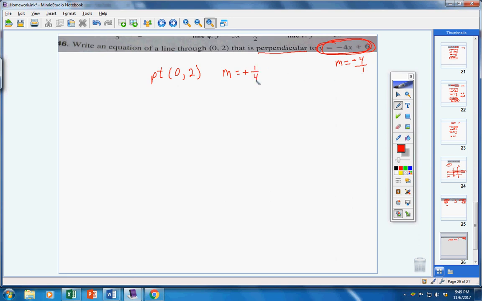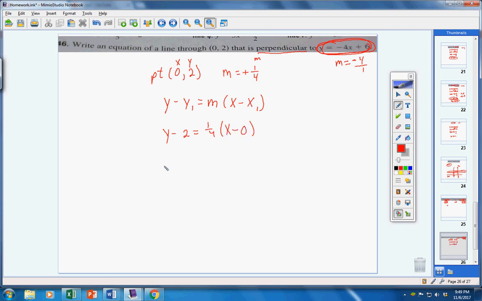There, because look, guys, the line I'm looking for is perpendicular to this line. So their two slopes have to be opposite reciprocals. Okay? So now, I know the slope of the line I'm looking for. I know this point, so I'm ready to use this formula here. Here's my x, here's my y, here's my m. So y minus y, which is 2, equals m, which is 1/4, times x minus x, which is 0.